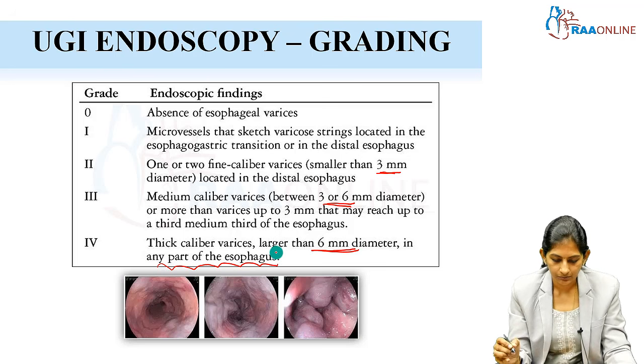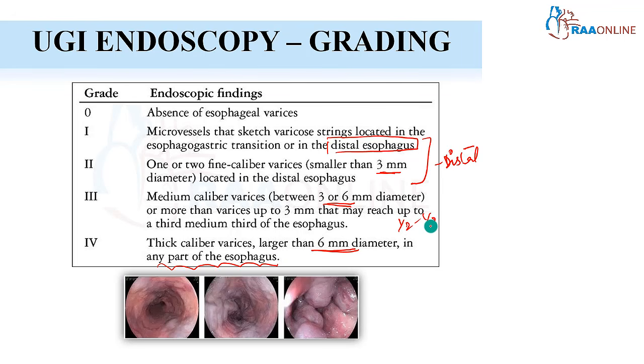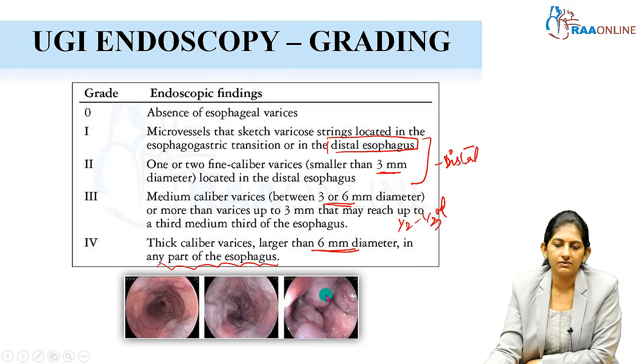And this can be present in any part of the esophagus. Usually they start in the distal esophagus. Okay, grade 1 and 2, it is present only in the distal esophagus. In grade 3, it may reach even to half to one third of the esophagus, right? So this is the UGI grading. See here how tortuous dilated varices are present.